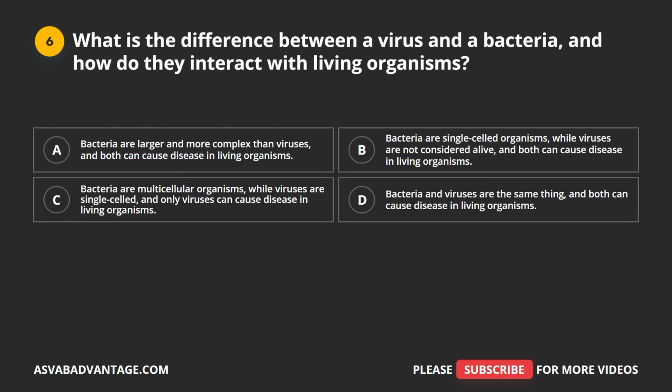Question 6. What is the difference between a virus and a bacteria, and how do they interact with living organisms? A. Bacteria is larger and more complex than viruses, and both can cause disease in living organisms. B. Bacteria are single-celled organisms while viruses are not considered alive, and both can cause disease in living organisms. C. Bacteria are multi-cell organisms while viruses are single-celled, and only viruses can cause disease in living organisms. D. Bacteria and viruses are the same thing, and both can cause disease in living organisms.